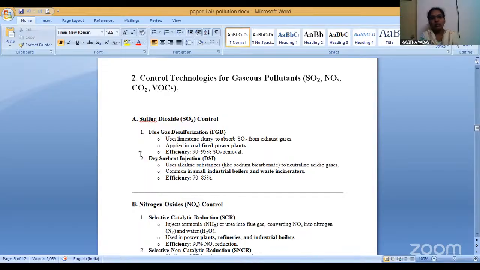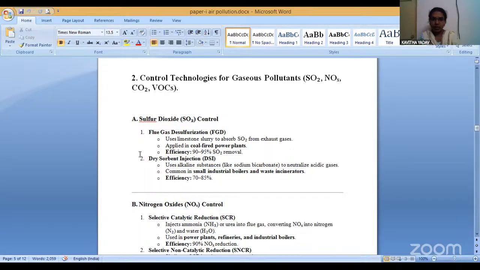It uses a limestone slurry to absorb SO2 from the exhaust gases, taking in the sulfur gas from the exhaust gases. It is applied in coal-fired power plants, and has an efficiency of removing sulfur dioxide compounds up to 90 to 95%.